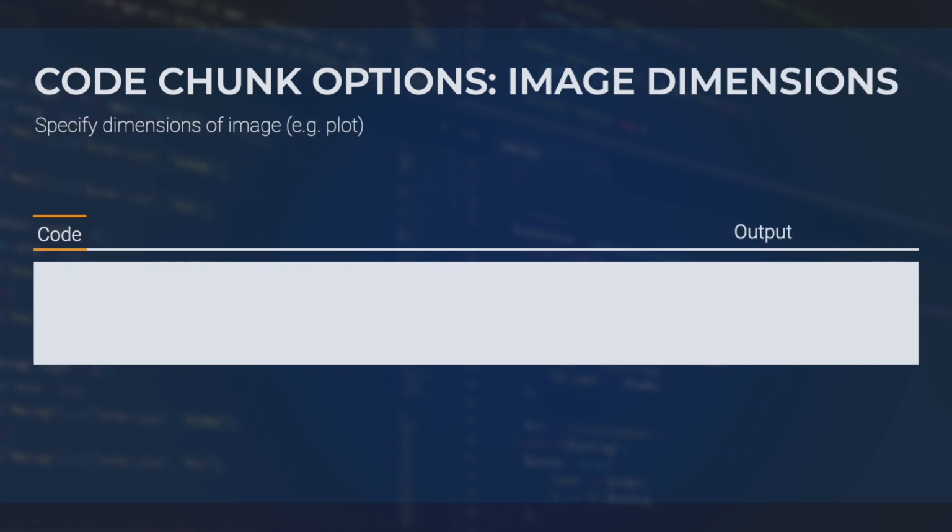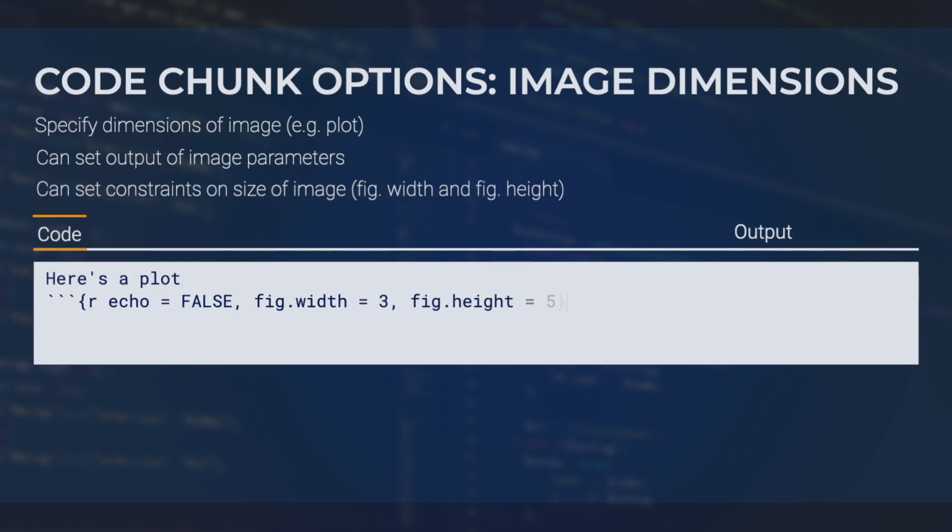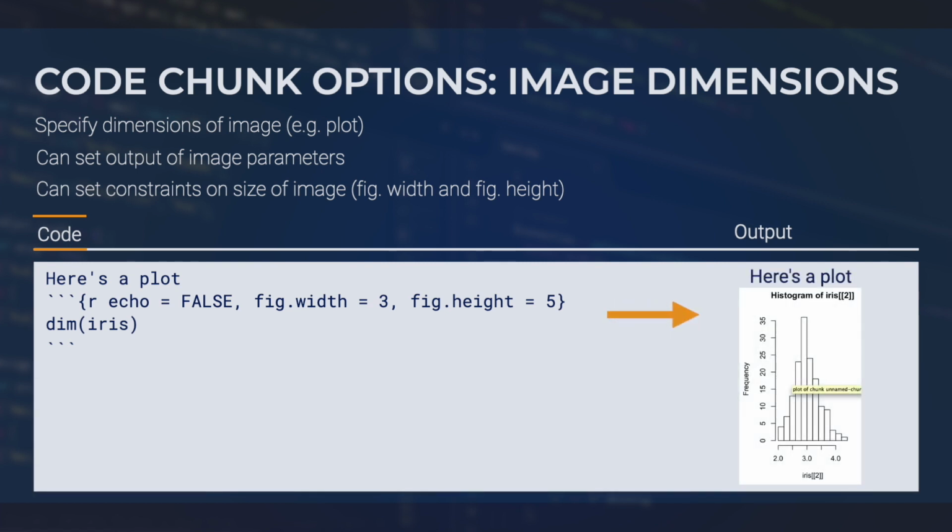Oftentimes, we can also specify other parameters, let's say how we want the code chunk to behave. So if we have an image, and that image is going to be a plot that we made in our code chunk, we could set the output of that plot within the parameters of the plot function itself, or we can set some constraints for how large that image is in the context of our whole R Markdown document, our whole report, by setting the figure width or figure height, again, within the parameters of this code chunk. So in this case, it will take these arguments, figure width and figure height, and add them to our plot and constrain how large that plot is going to be.